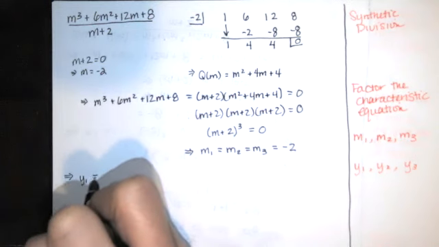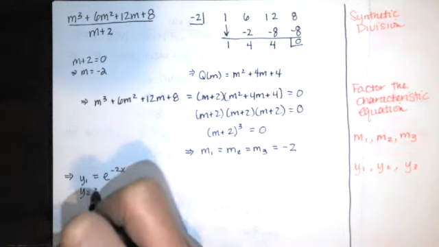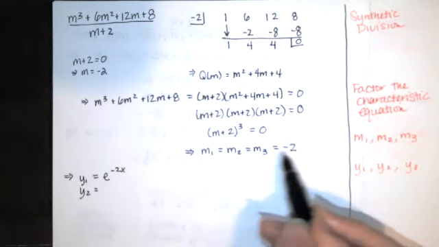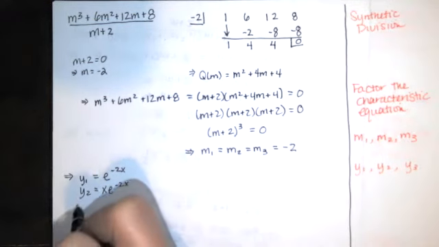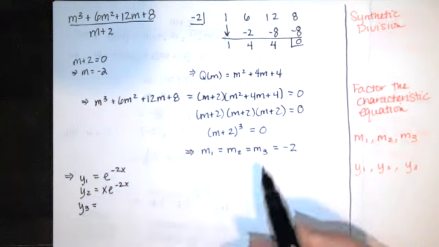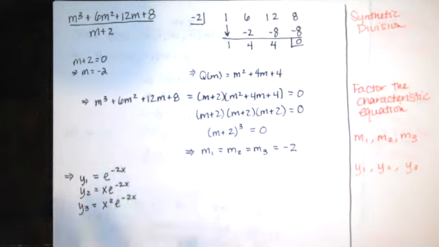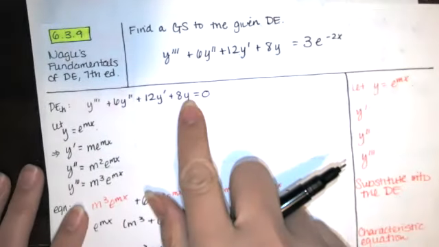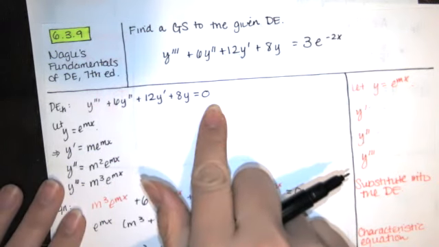So we'll have y1 equals e to the m1x. y2 looks just like it because these are repeated roots, but then we multiply by an extra x. And y3 looks just like it, but we multiply by an extra x again. So remember what these are. These are functions that satisfy this differential equation. So e to the negative 2x, if you plug that in here, you're going to get 0.